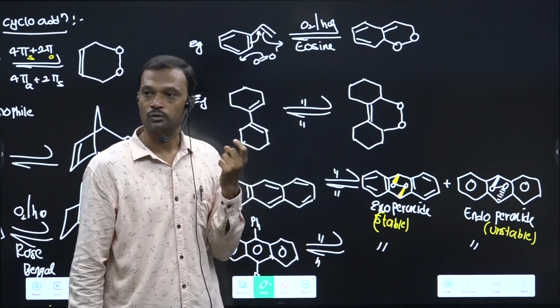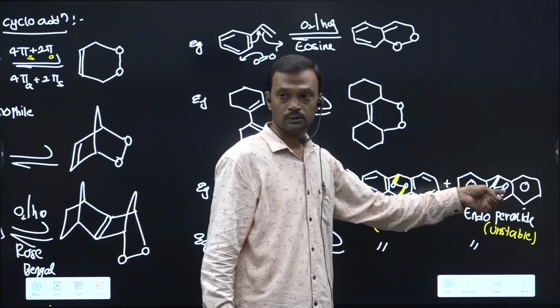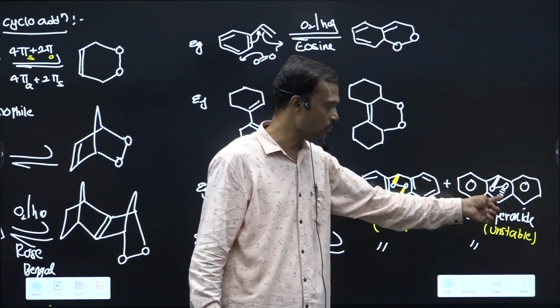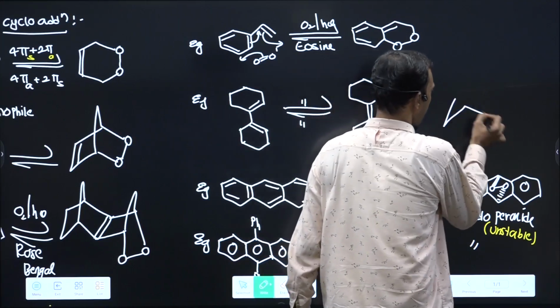Next is decomposition of endo. Endo can break very easily because it is suffering from strain. A large distance is there, below one oxygen, above one oxygen. So this we can write clearly like this.